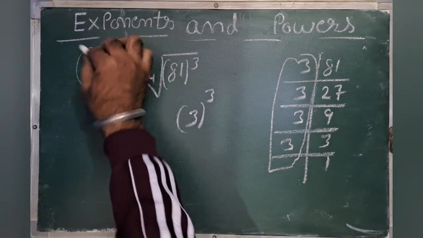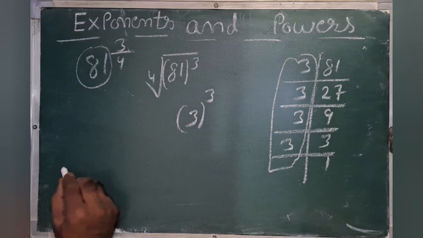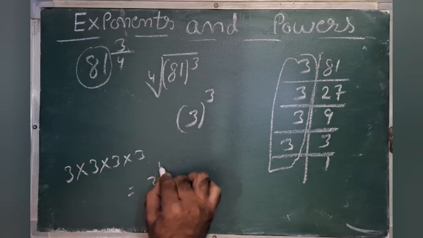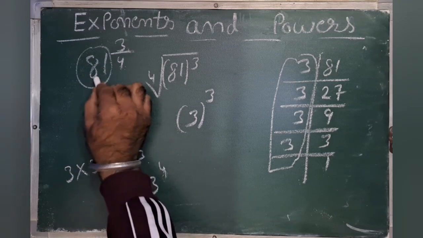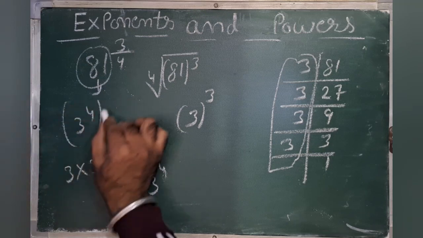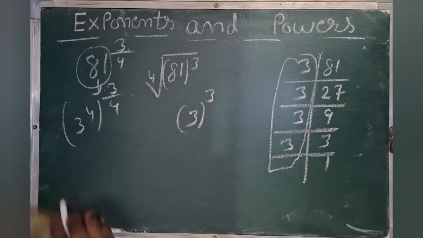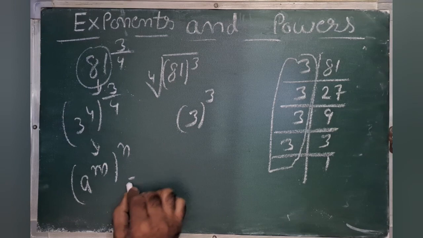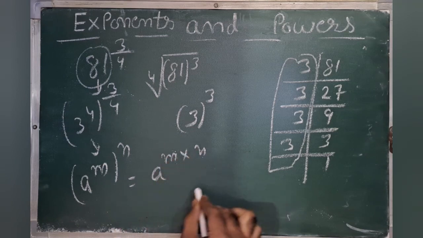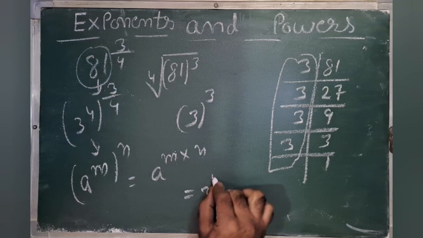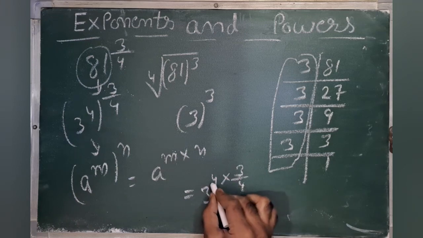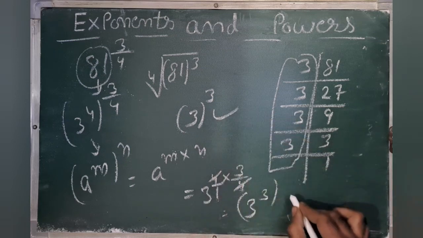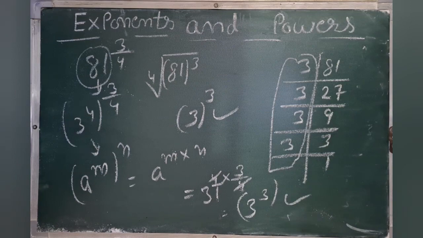How can we write 81? 81 we can write as 3 multiply 3 multiply 3 multiply 3, so 3 power 4. So we write 3 power 4, and the whole power is 3 by 4. So this becomes a power m whole power n, so with the rule we multiply m and n. That means 3 power 4 multiply 3 by 4. So we can convert it into fraction form: 4 with 4 cancel. Now 3 power 3. This is the same. One more example.